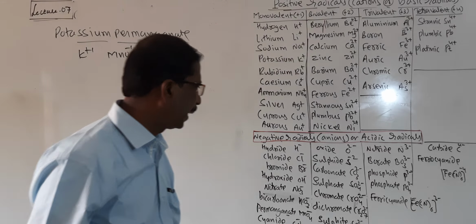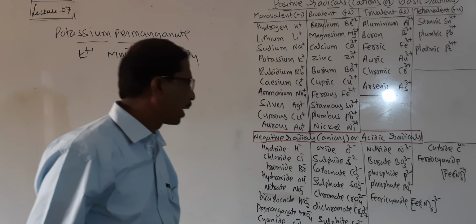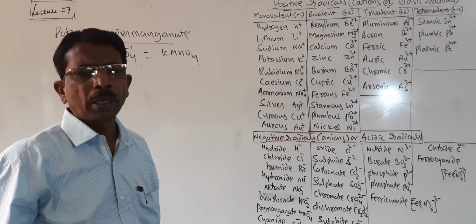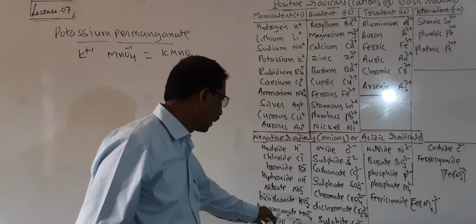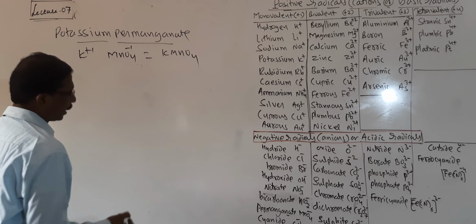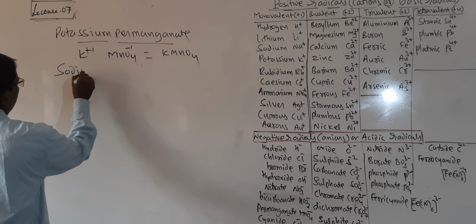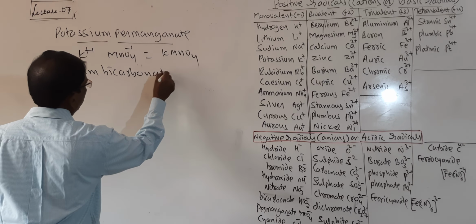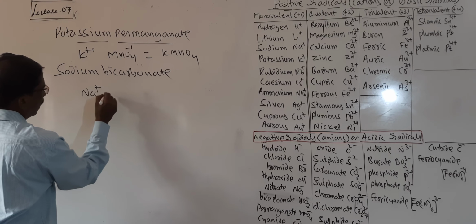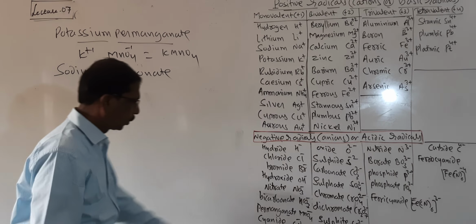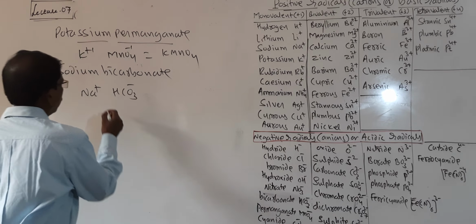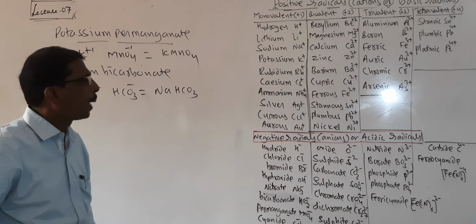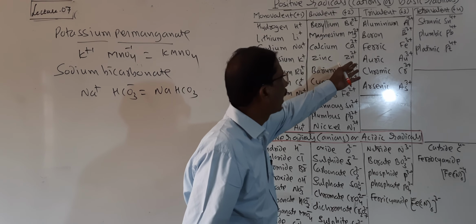You may also write bicarbonate. Sodium bicarbonate: sodium Na plus and HCO3 minus. So here bicarbonate is HCO3 minus, and you may write NaHCO3, sodium bicarbonate. And you may take aluminum bicarbonate, ferric bicarbonate.